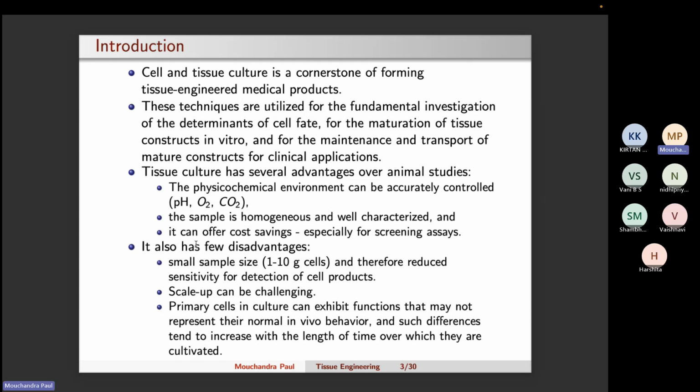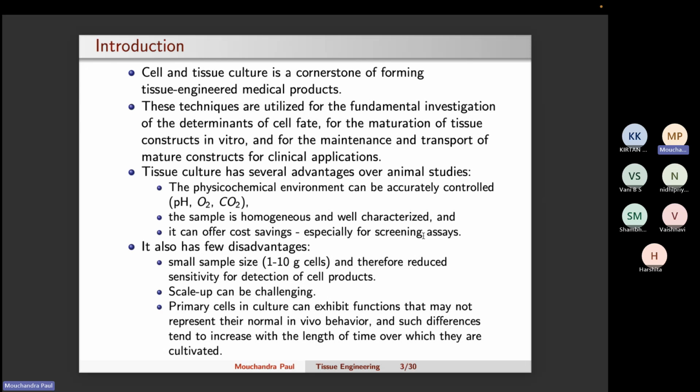Also, culturing cells is relatively cheaper, rather than using models like animal models, which are more expensive for screening. If you want to screen any drug, the first thing you should do is test your drug activity in vitro, using cells, and then a more expensive way of proving the same thing is via in vivo techniques. But it has a few disadvantages as well.